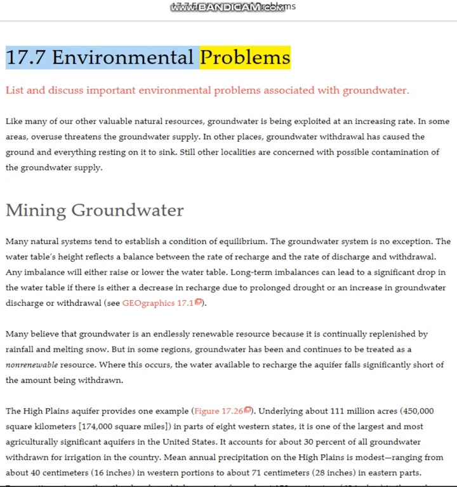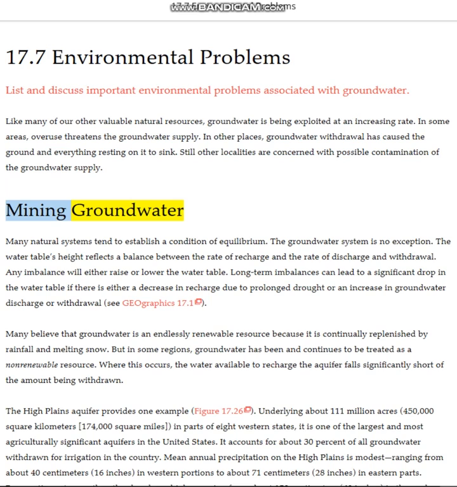18.7 Environmental Problems. List and discuss important environmental problems associated with groundwater. Like many of our other valuable natural resources, groundwater is being exploited at an increasing rate. In some areas, overuse threatens the groundwater supply. In other places, groundwater withdrawal has caused the ground and everything resting on it to sink. Still other localities are concerned with possible contamination of the groundwater supply.